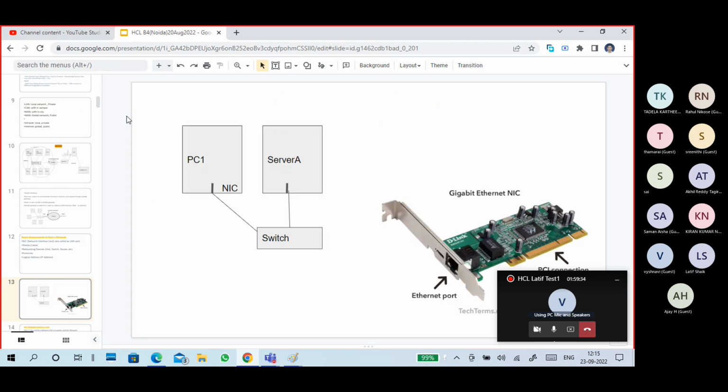For example, you have a PC or a server or a device. To connect in a network, we need an interface card for the device. For example, you take a mobile phone and connect it to Wi-Fi. In your mobile phone there is a Wi-Fi chip inside. Using that, we are able to connect to Wi-Fi.